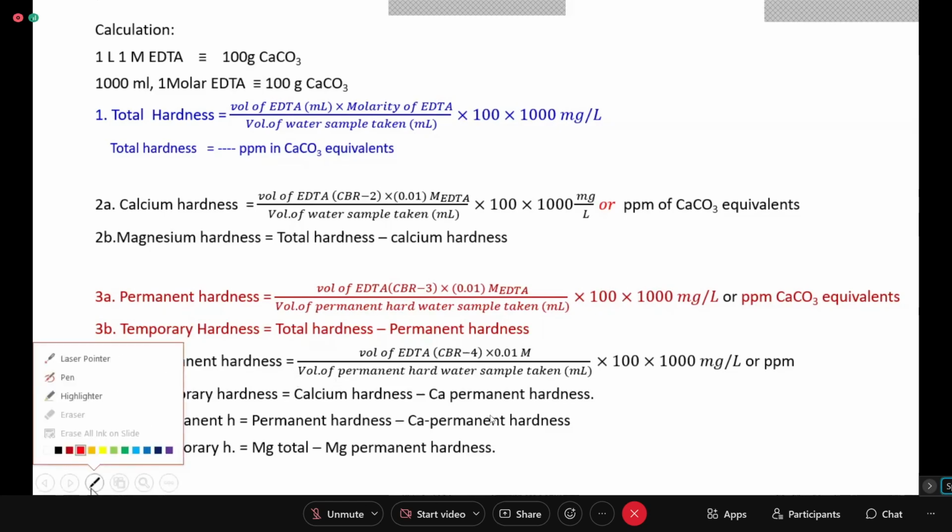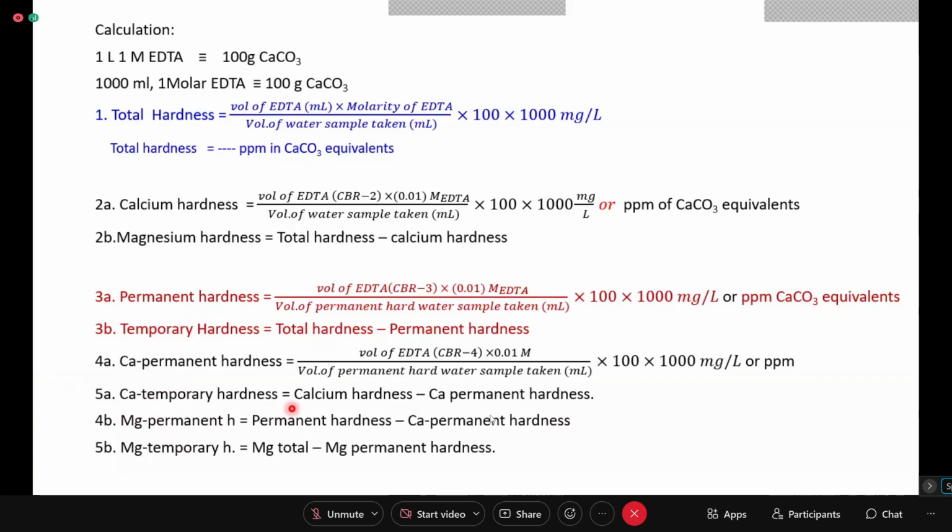Now the next part is calcium temporary hardness, how to calculate. Calcium hardness is calculated here. So we will take this value of calcium hardness minus the calcium permanent you are determining here. So you get calcium temporary hardness. Then magnesium permanent hardness, you have the total permanent hardness, that is this one, permanent hardness minus calcium permanent hardness, which is determined here. You get the magnesium permanent hardness.